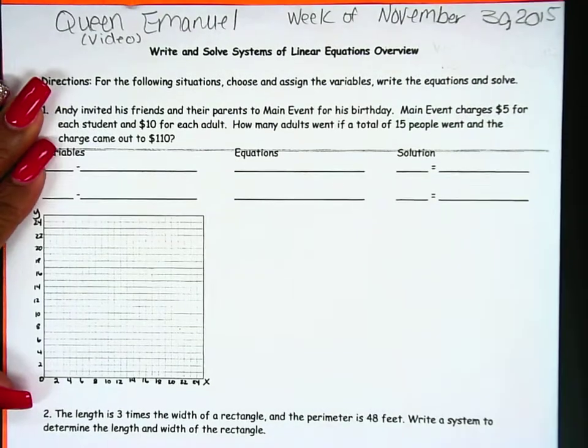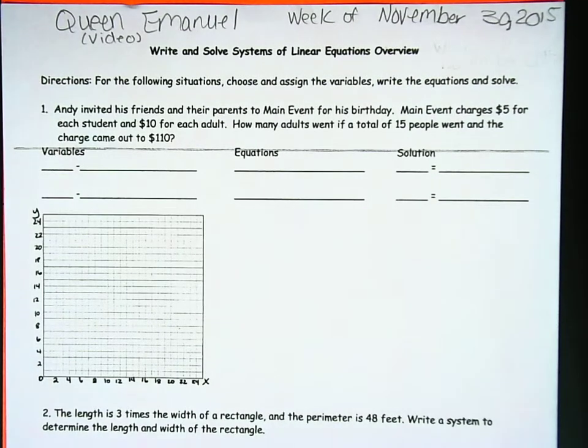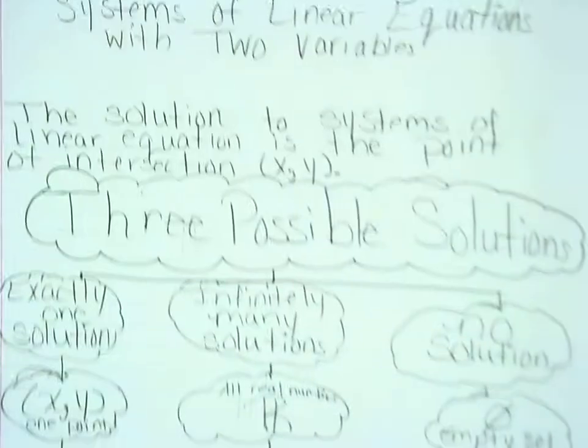This series is going to be over writing and solving systems of linear equations, and it's an overview for the week of November 30th, 2015. First, before we do that, let's look at the answers to solution.